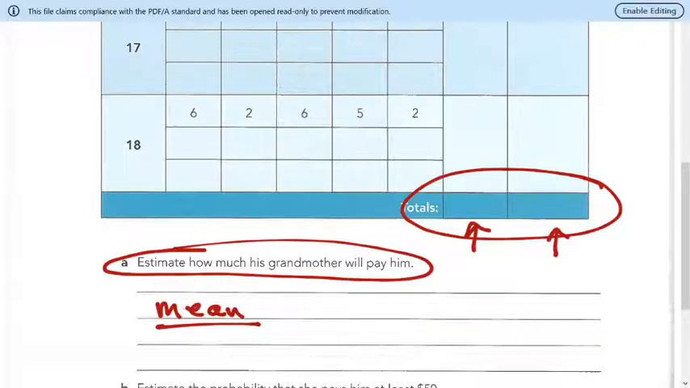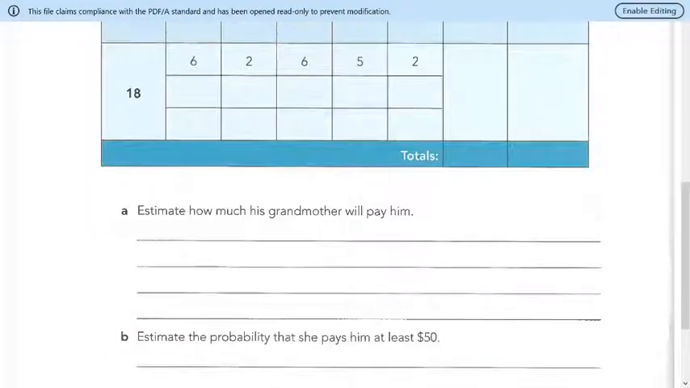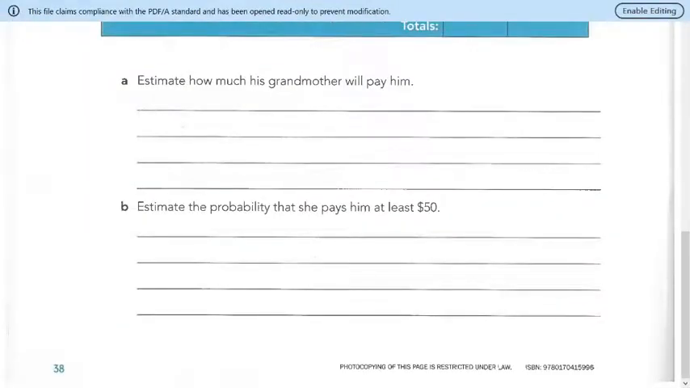Okay? All right? Now, the second thing that we did for all of these is the probability. So that one stays the same. Estimate the probability that she pays him at least $50. So again, you just put the number of times he got to $50 over the number of trials, which in this case was 18, and then simplify to get a decimal probability. Take your decimal to 4 places for all probabilities, unless it doesn't go to 4 places in the first place. And then do your probability. But I want the probability in a sentence. The probability that she pays him at least $50 is.